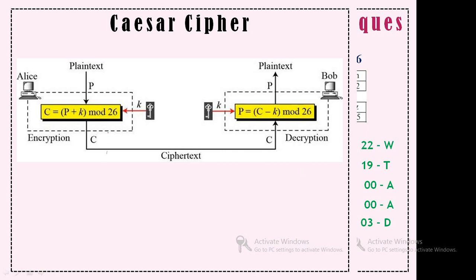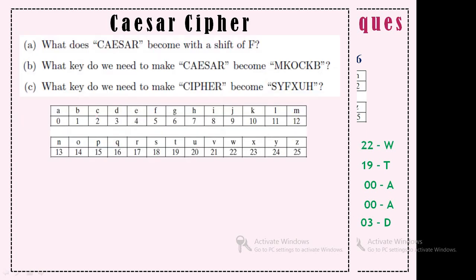Here the encryption algorithm is (P plus K) mod 26. That's what you see. And on the right hand side is the receiver end, where you are getting (C minus K) mod 26. That's what is shown in the diagram, just to recollect the diagram. So based on that, let's solve this as a question.